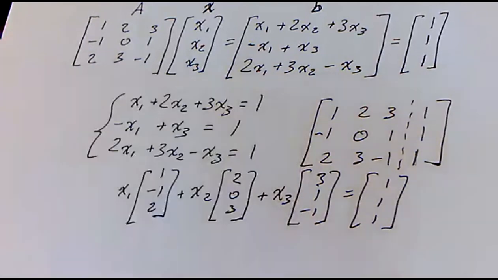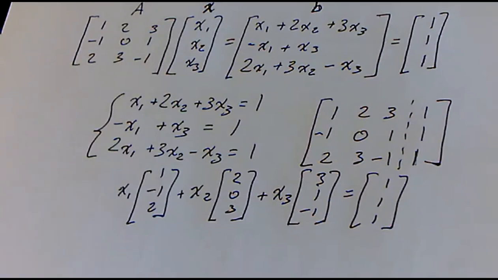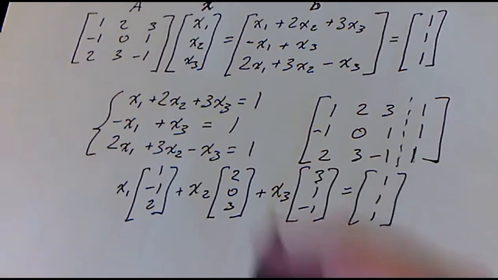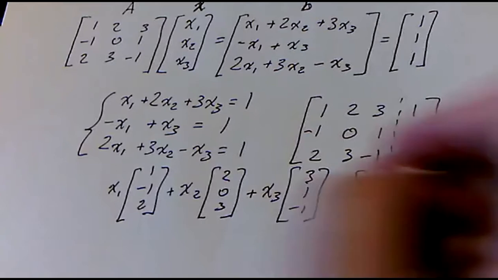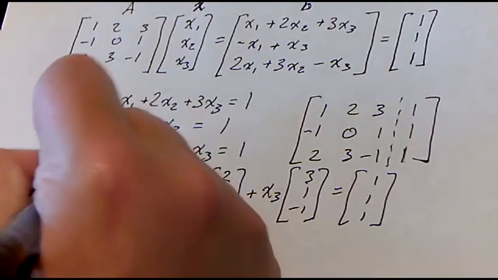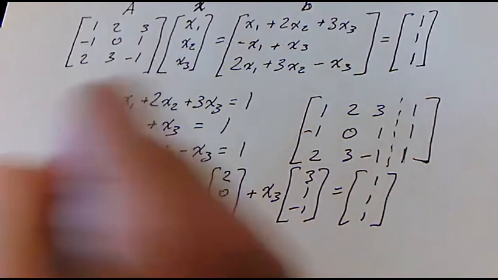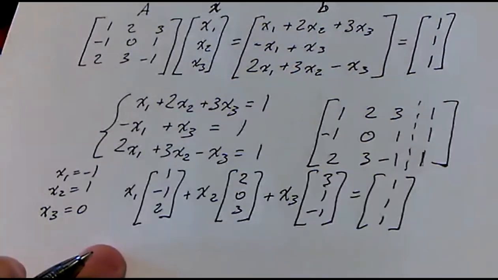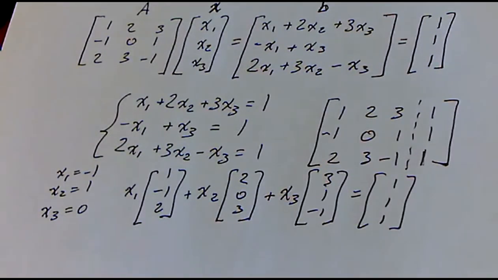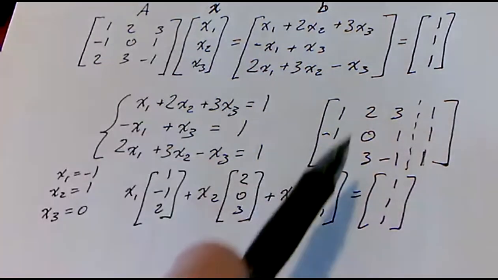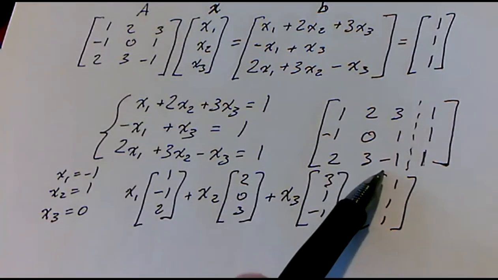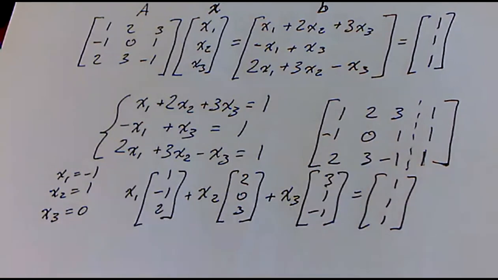Okay, so we could solve this system with x1 equal negative 1, x2 equal 1, and x3 equals 0 would be the unique solution for that system. Whether or not you think of that system as a matrix equation, a vector equation, or an augmented matrix, okay? Each one gets us to the same spot, okay?